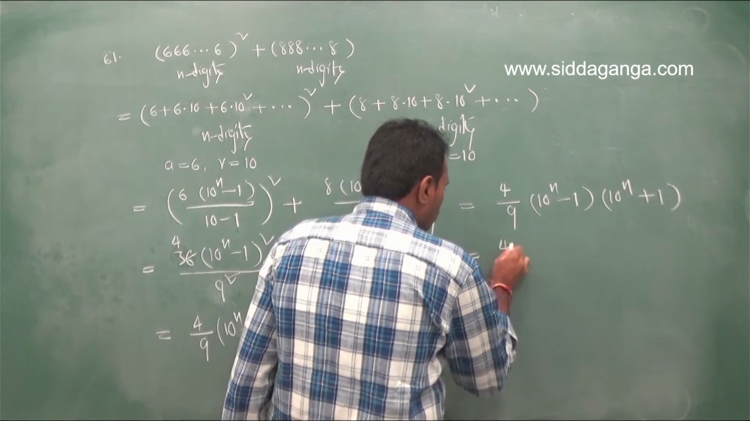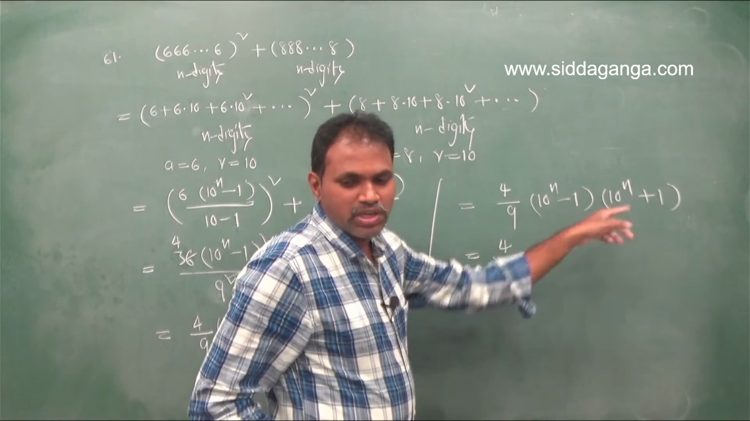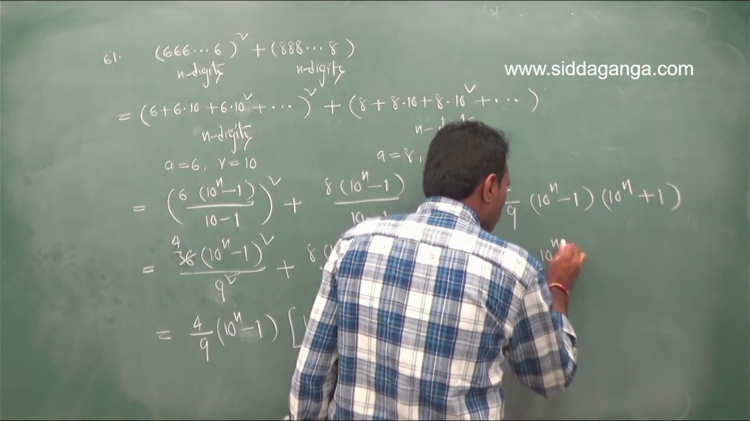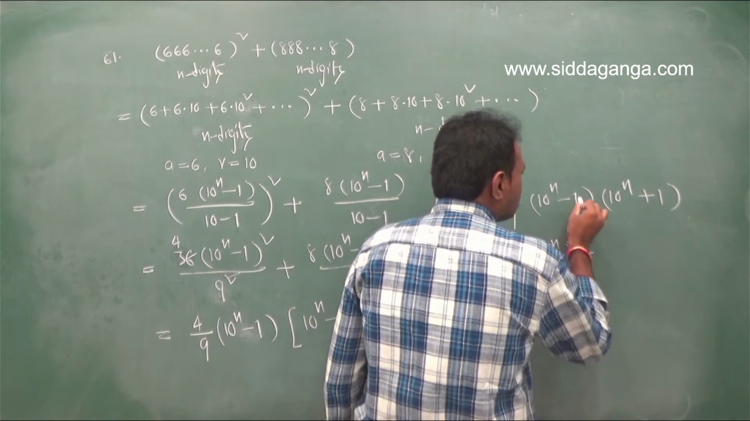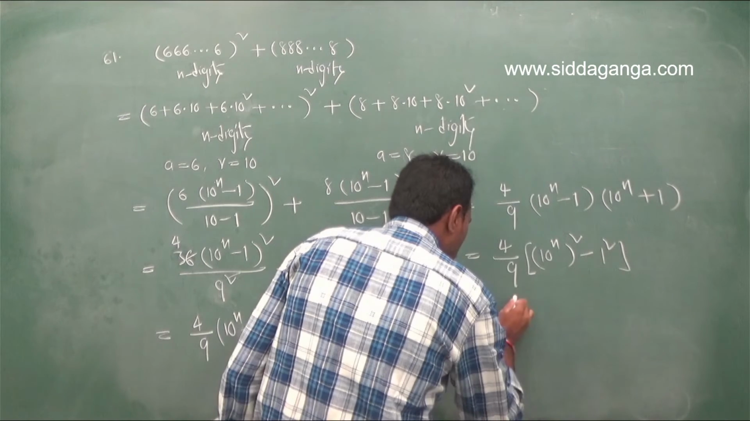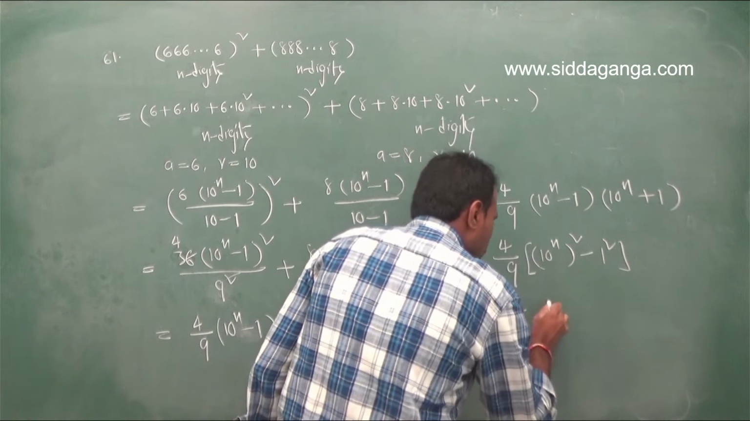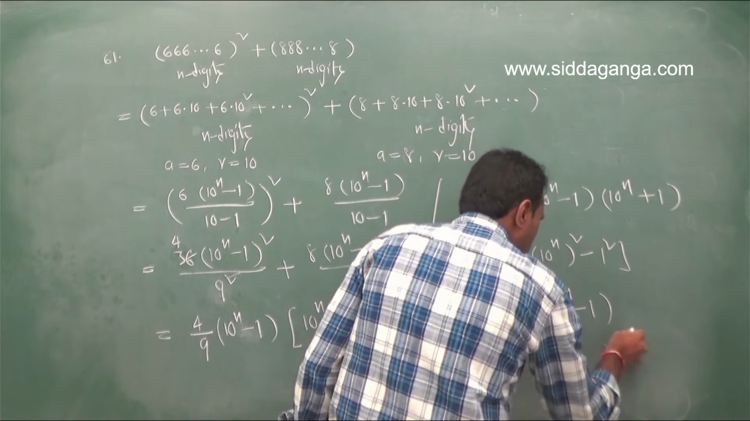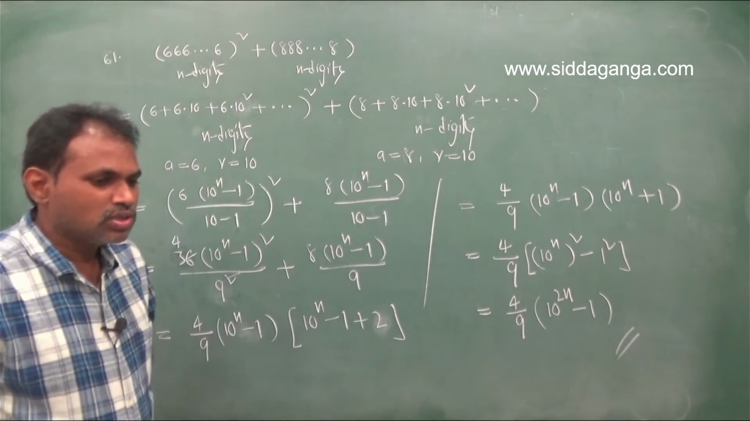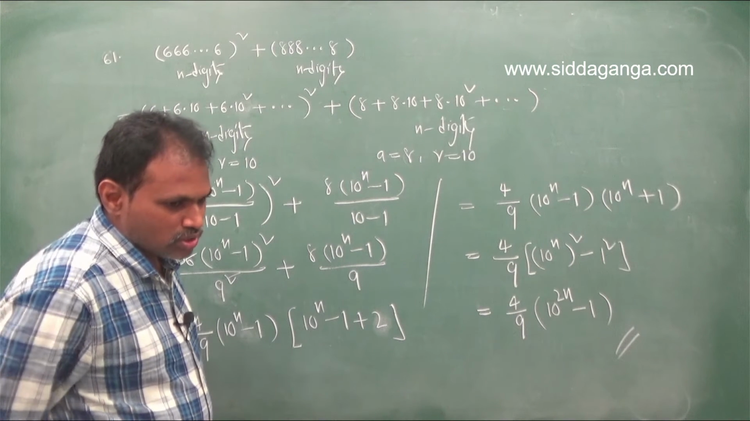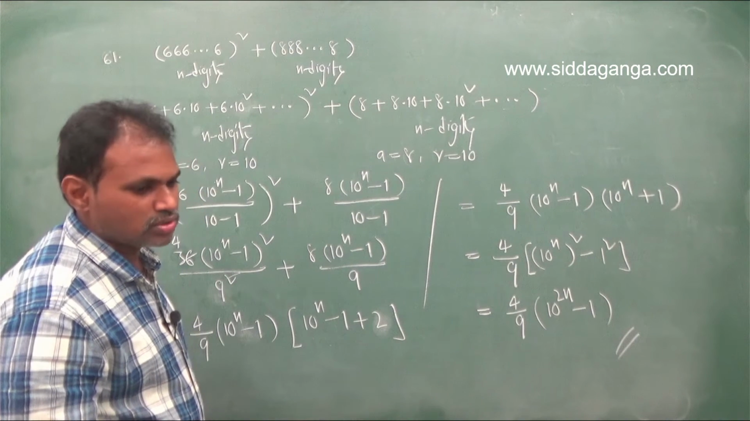Therefore, it is equal to 4 by 9 into a minus b into a plus b, that is a square minus b square, that is 10 power n whole square minus 1 square. Therefore, it is equal to 4 by 9 into 10 power 2n minus 1. Answer is 4 by 9 into 10 power 2n minus 1. Therefore, option 2 is the right.